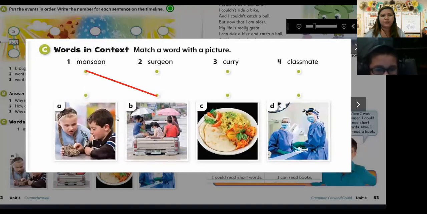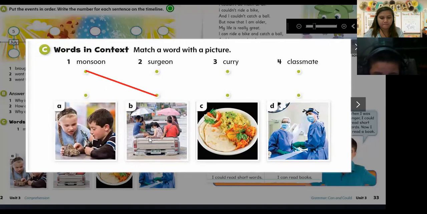All right, here, words in context. Okay, so match a word with a picture. Number one, monsoon. When I say monsoon, this is somehow similar to storm or typhoon. Okay. Monsoon.